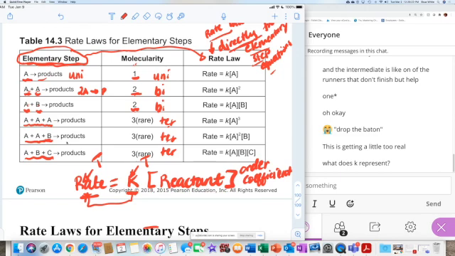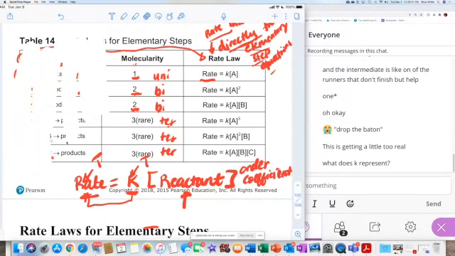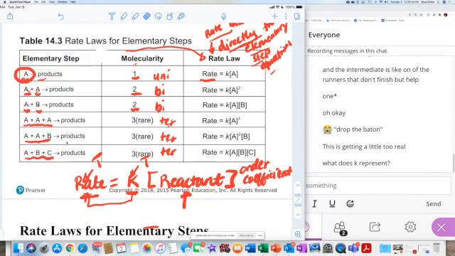So for this part here, you write the word rate. Where it says reactant, put the reactant they have here. So I'm going to erase it so we can see how this works out, because this part is important.